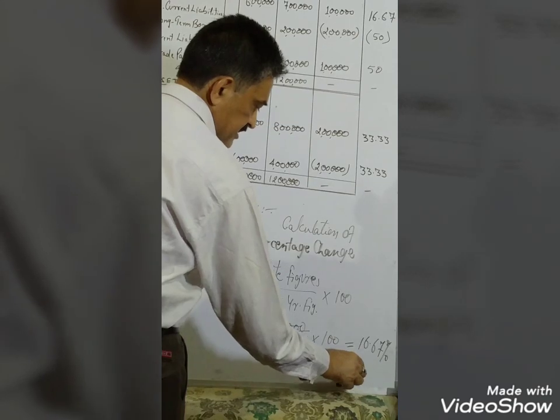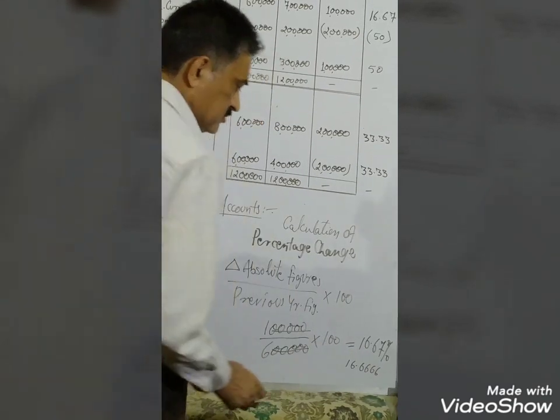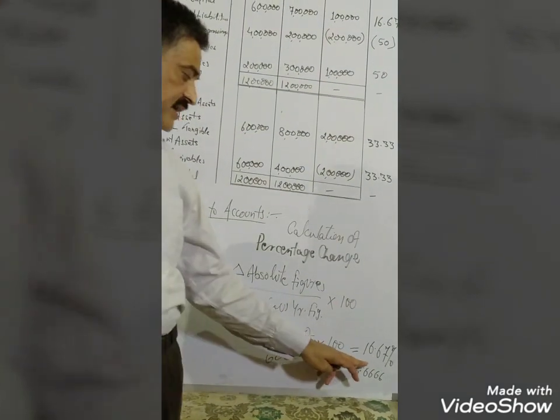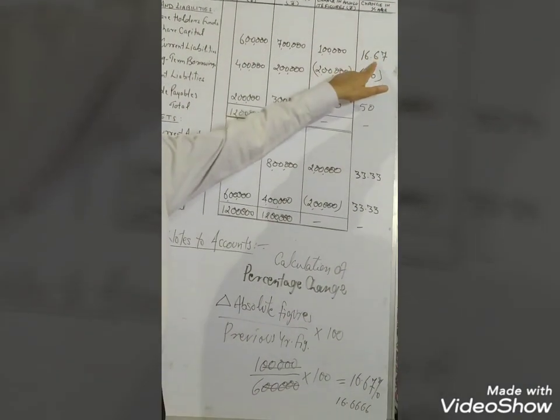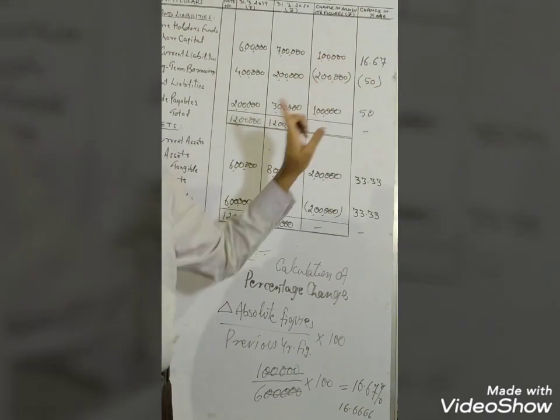that is 16.6666. So it is to be rounded off to 16.67%. Now this 16.67% will be reflected in the column change in percentage.